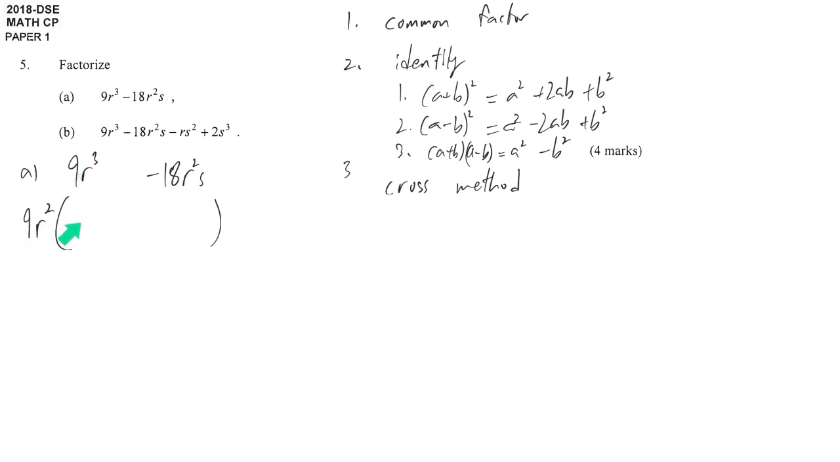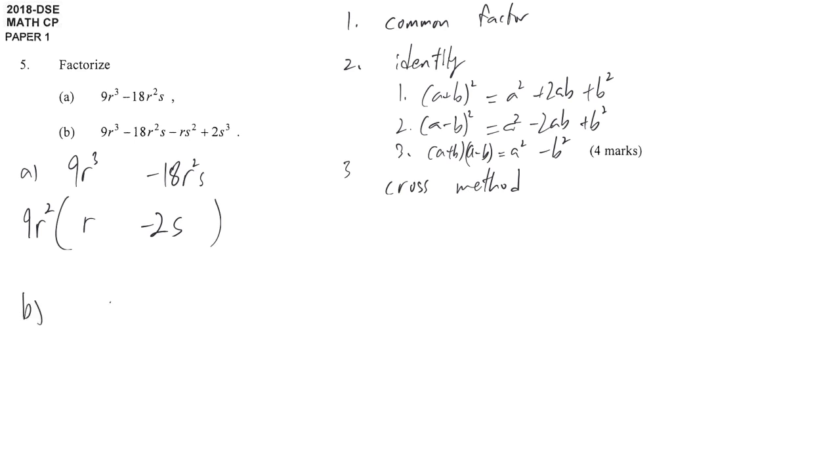9 divided by 9 give you 1. R power of 3 divided by R power of 2, so R power of 1 is left. The next term, negative 18 divided by 9 will give you negative 2. Similar reason, R squared already taken out. That means R squared divided by R squared disappear, and then S is left. This power of 1 is useless, so we just simply cancel it out. That's the answer of part A.